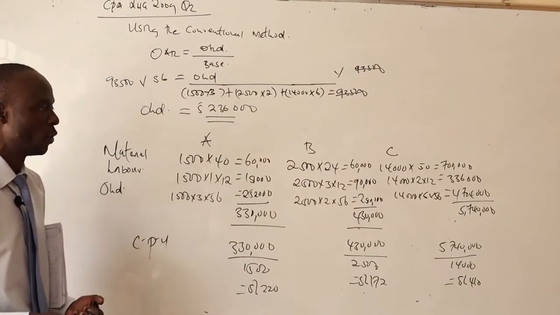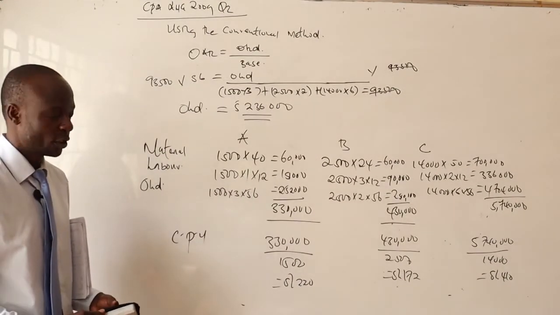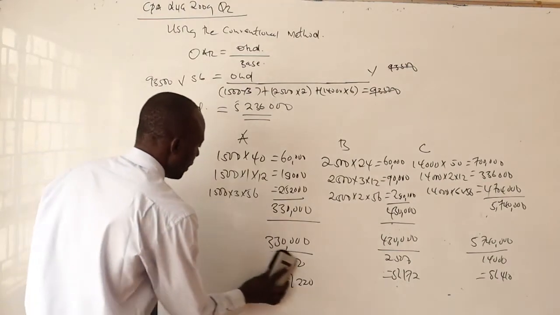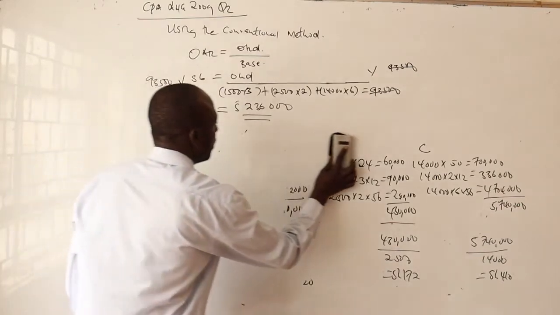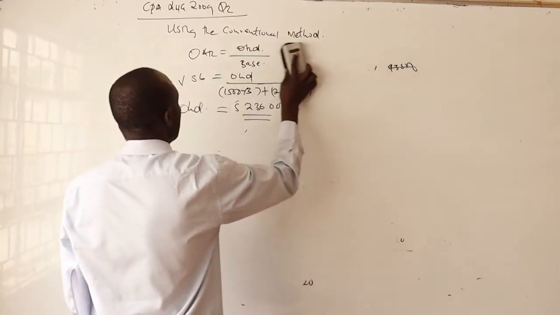So now we're going to use the activity-based costing method.